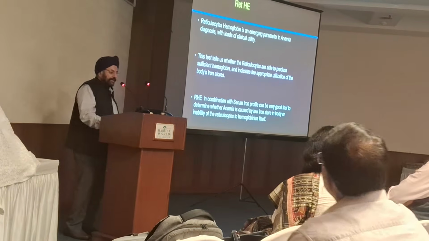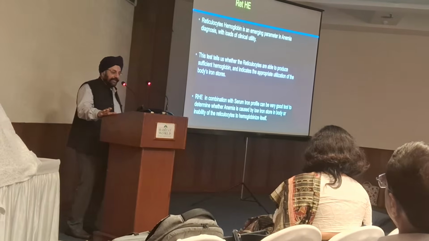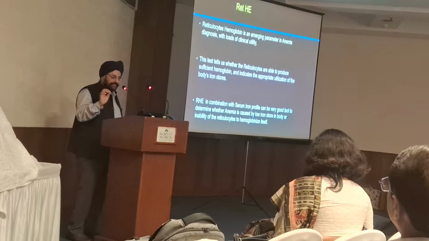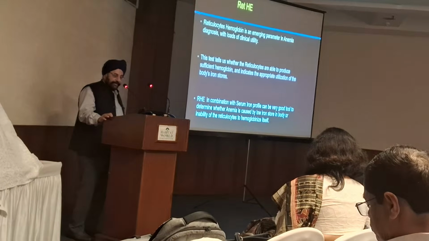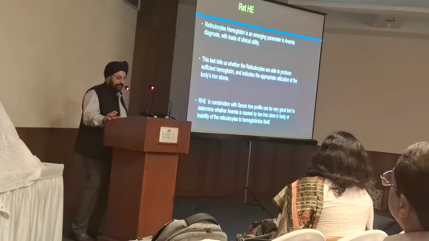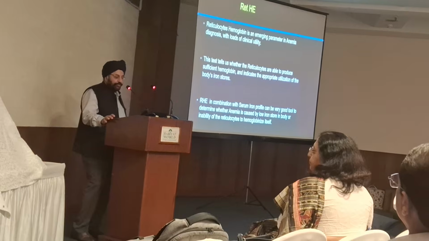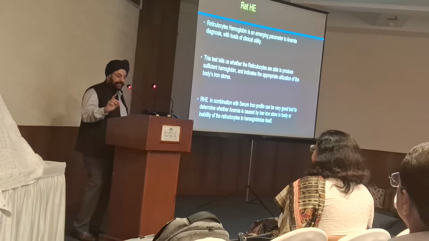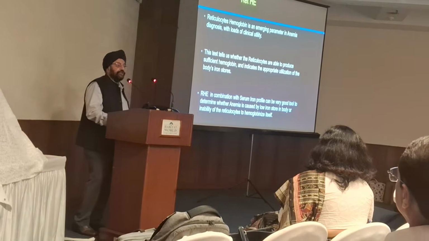Next, we have something called red hemoglobin. This is the most emerging parameter in anemia diagnosis. This tells us whether the reticulocyte is able to produce sufficient hemoglobin and about the appropriate utilization of the body's iron stores. Red hemoglobin in combination with serum iron profile can be a very good tool to determine whether anemia is caused by low iron store in the body or inability of the reticulocyte to hemoglobinize itself.